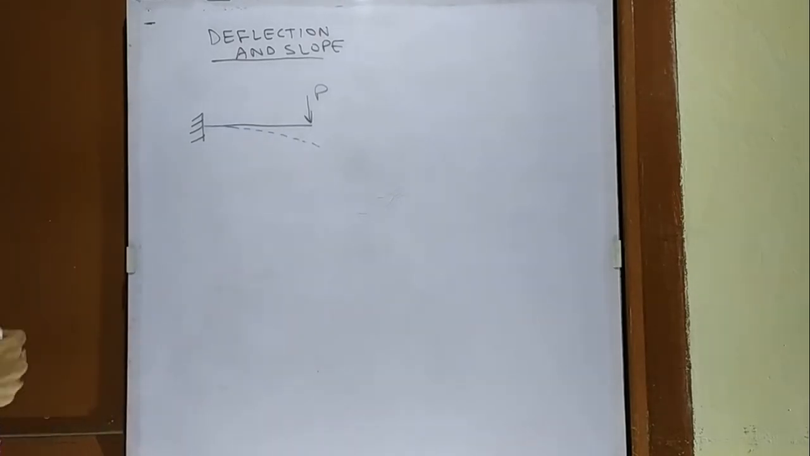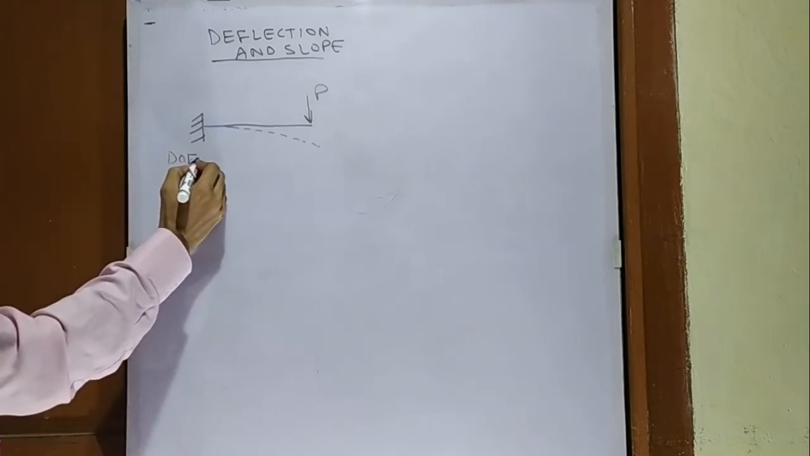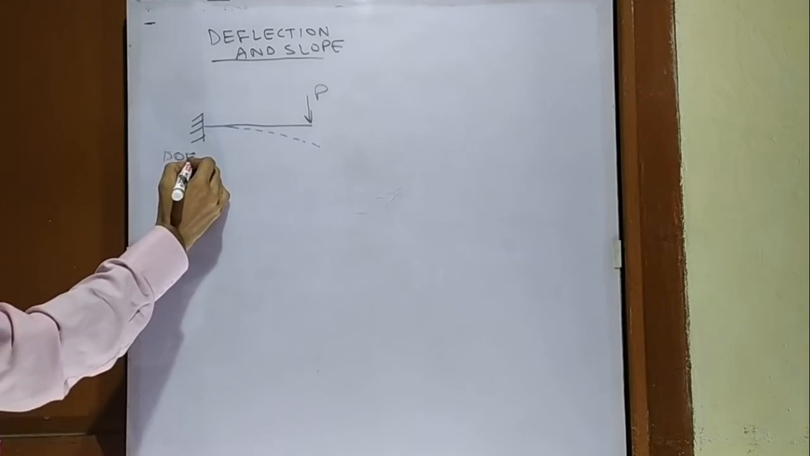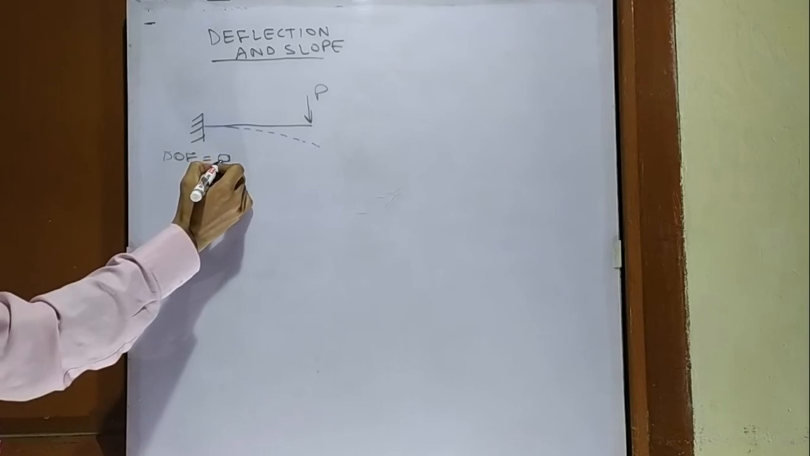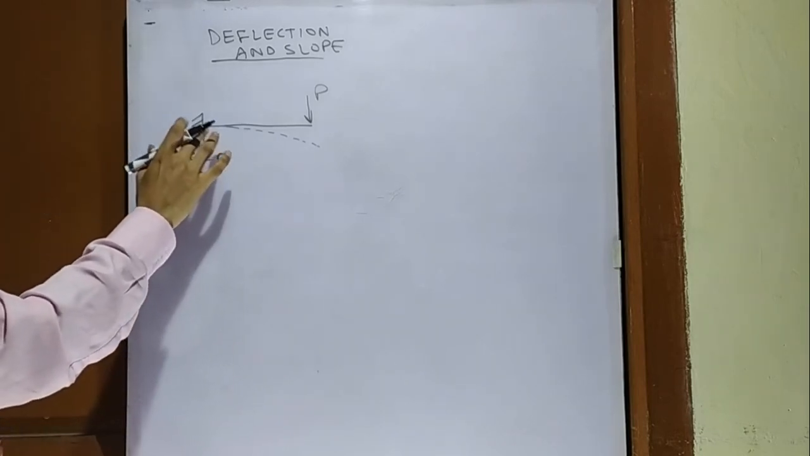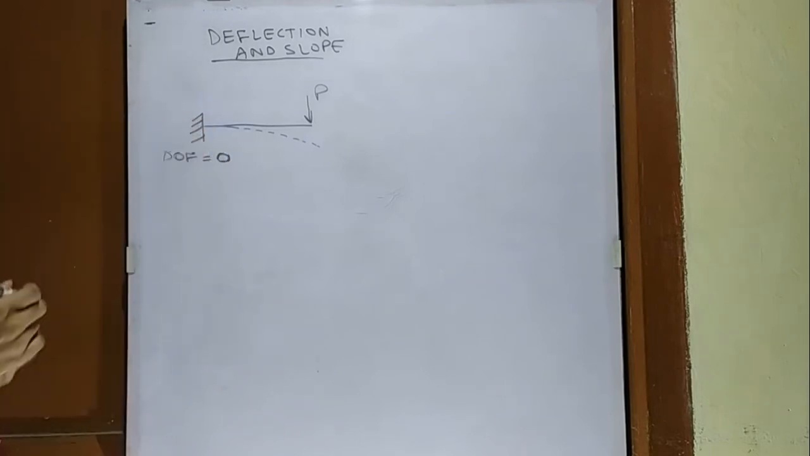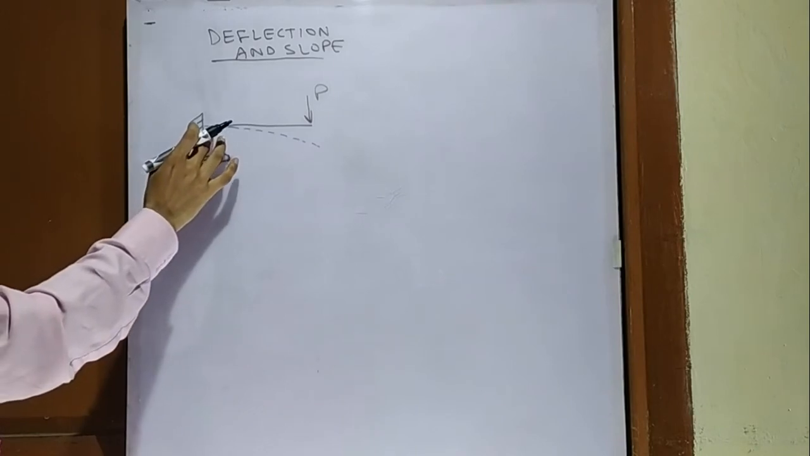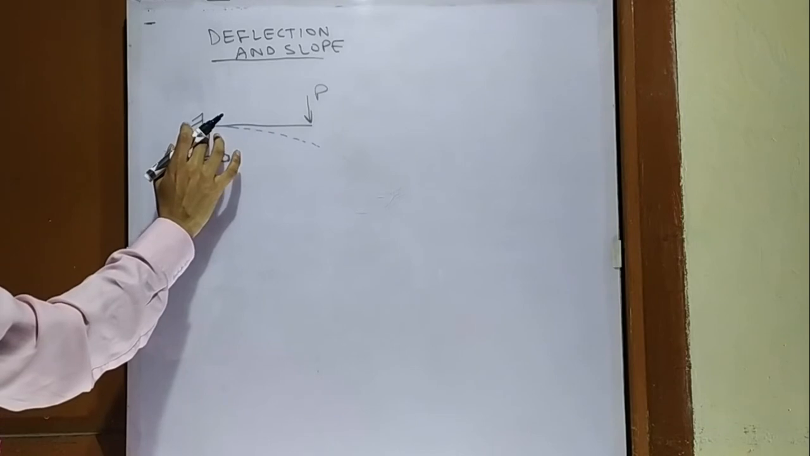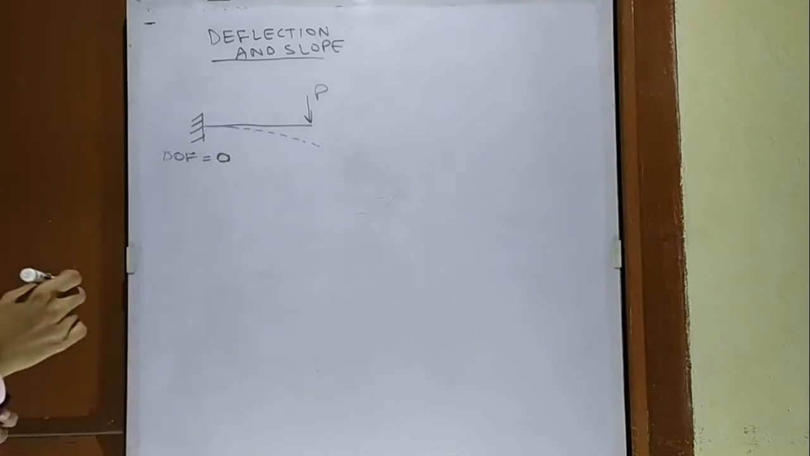So this beam will look like this, because in the previous video we have seen that at the fixed support we will not have any degree of freedom. What will be the DOF at fixed support? DOF, degree of freedom, at fixed support is 0. So we cannot have any rotation or translation at this fixed support.